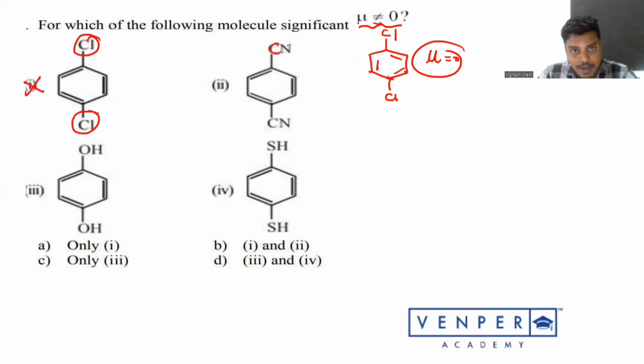This is C triple bond N, sp hybridization, planar. That is C triple bond S, sp hybridization, planar. But this is also in the same plane, so one goes towards the up direction and the other towards the down direction. Both cancel each other.